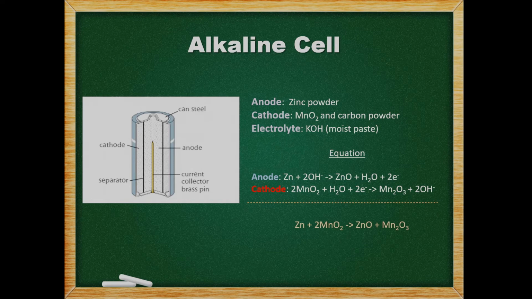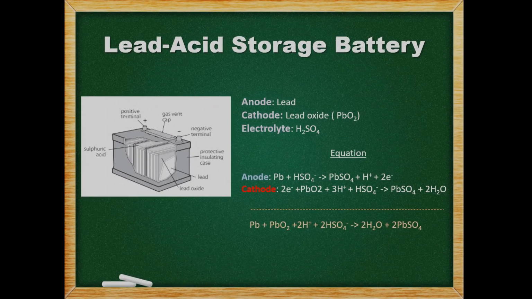The anode of these batteries is zinc powder, and the cathode is a compound called manganese 4 oxide plus carbon powder. Finally, the electrolyte is potassium hydroxide paste. We can see the zinc gets oxidized at the anode and the manganese 4 oxide gets reduced on the cathode, producing a positive voltage. The lead acid storage battery is commonly found in your cars.